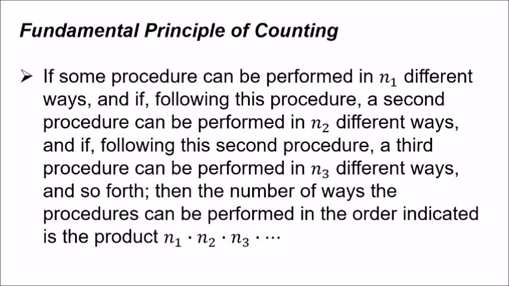So if you want to determine the number of ways the different procedures can be performed in this order, we just have to multiply n sub 1, n sub 2, n sub 3, and so forth. These are actually the different ways each of the procedures can be performed.